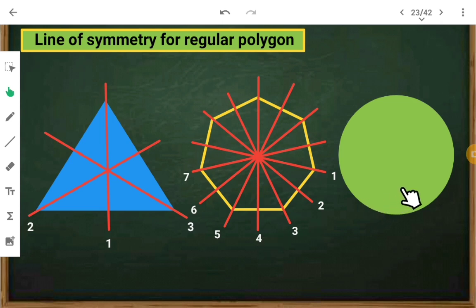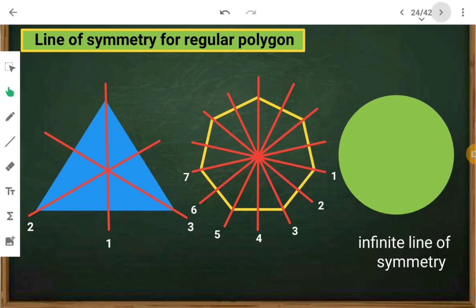And now you can guess for a circle. How many sides does a circle have? Yes, there are no sides. No, a circle has infinite sides. Okay, so how many lines of symmetry for the circle? Infinite lines of symmetry for a circle. Countless lines of symmetry are there for a circle.